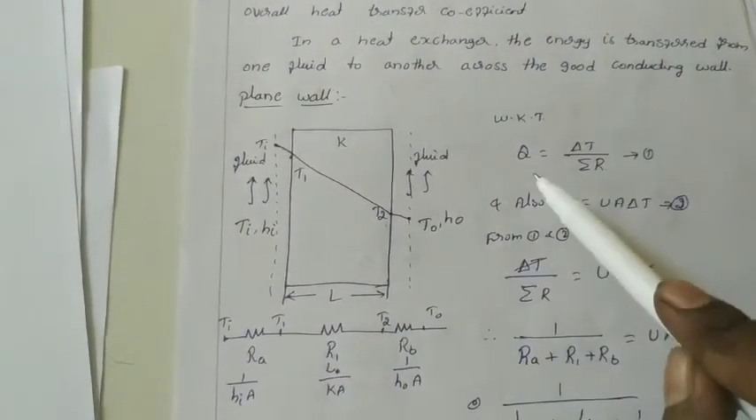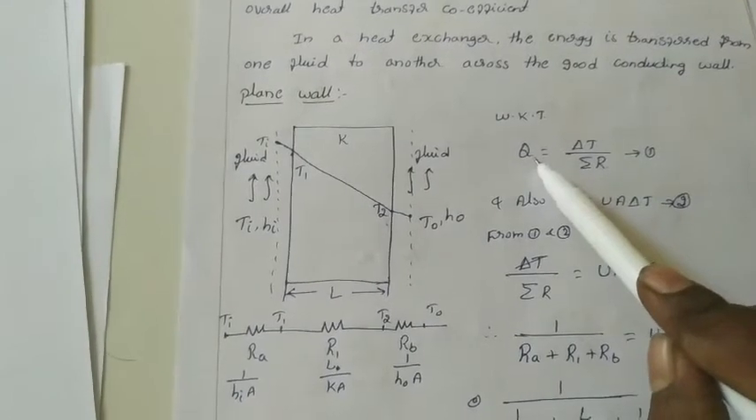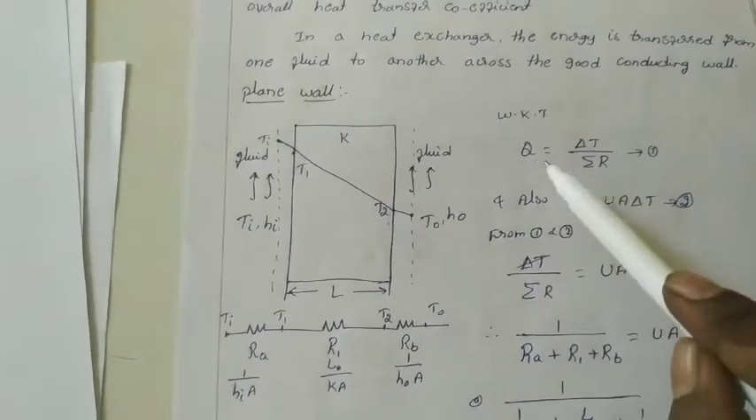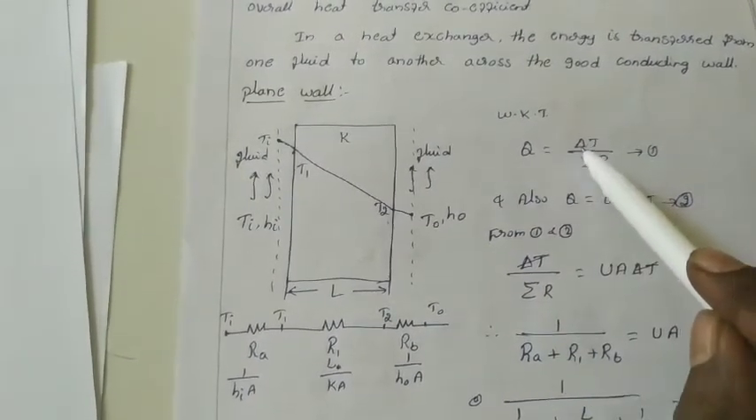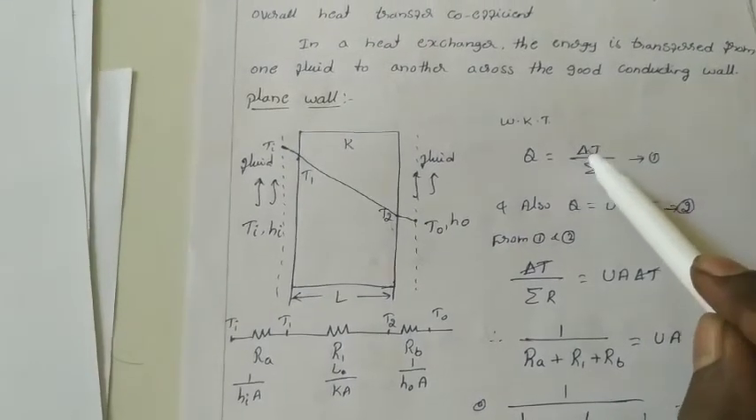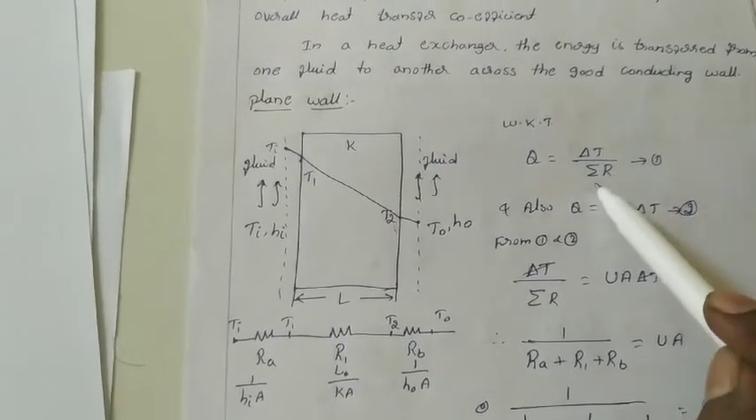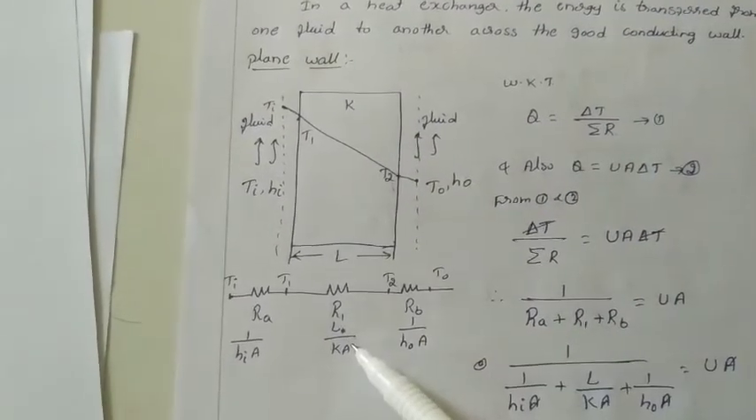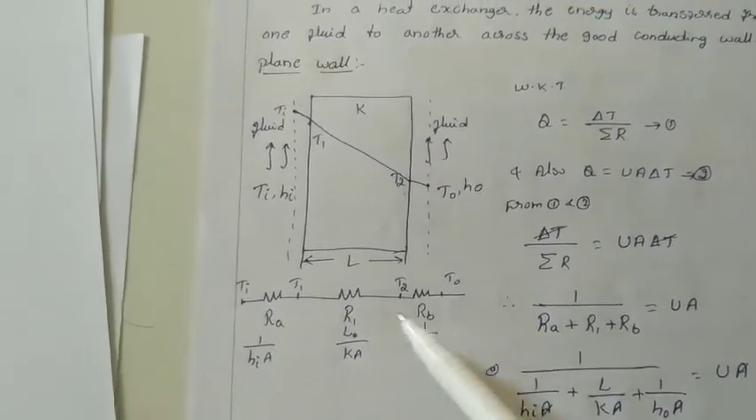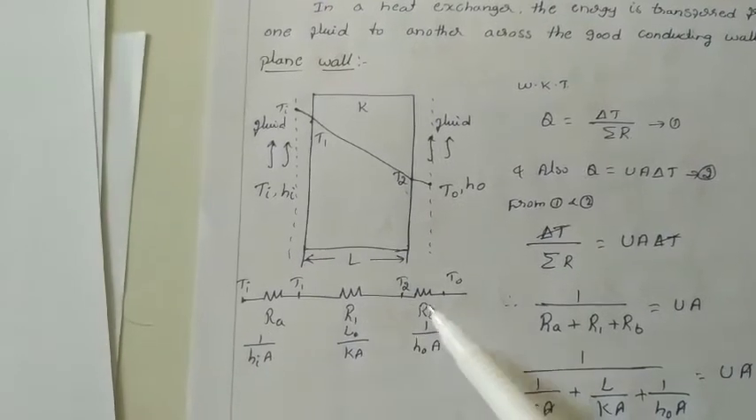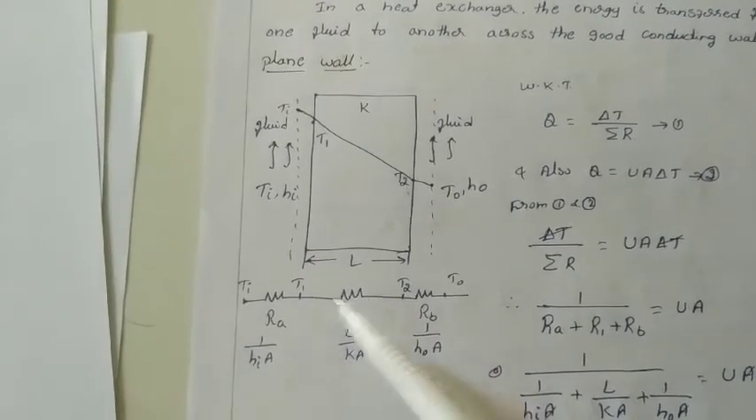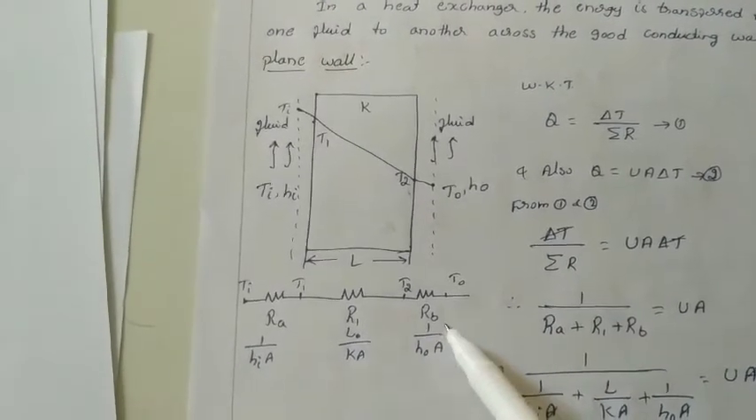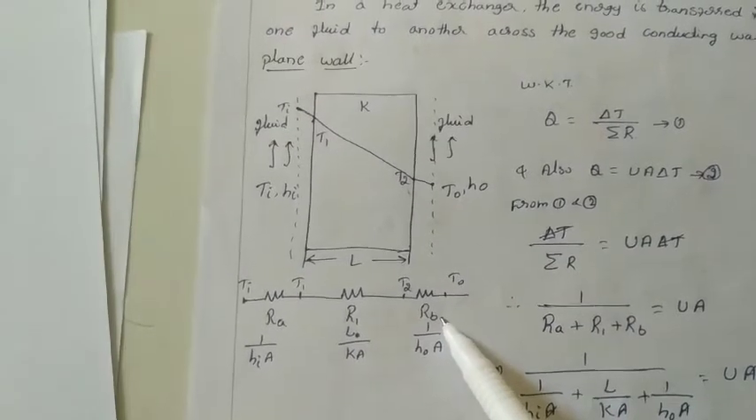We know that the rate of heat transfer for the plane wall is Q equal to delta T divided by the summation of resistances. So let us draw the resistance circuit diagram. We get three resistances: a convection resistance, a conduction resistance, and another convection resistance.